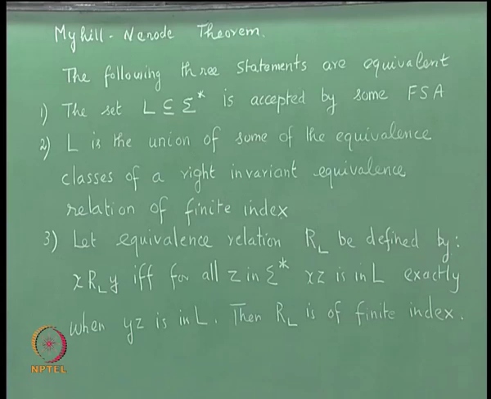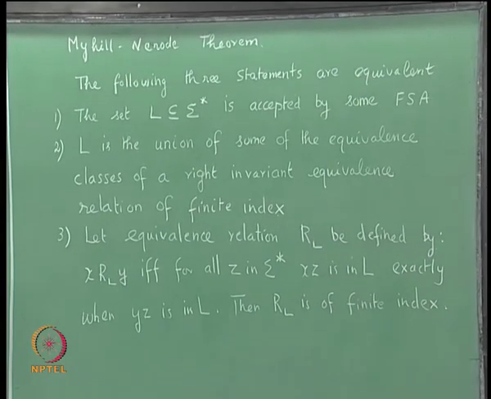Third, let equivalence relation RL be defined by X RL Y if and only if for all Z in sigma star, XZ is in L exactly when YZ is in L, then RL is of finite index.